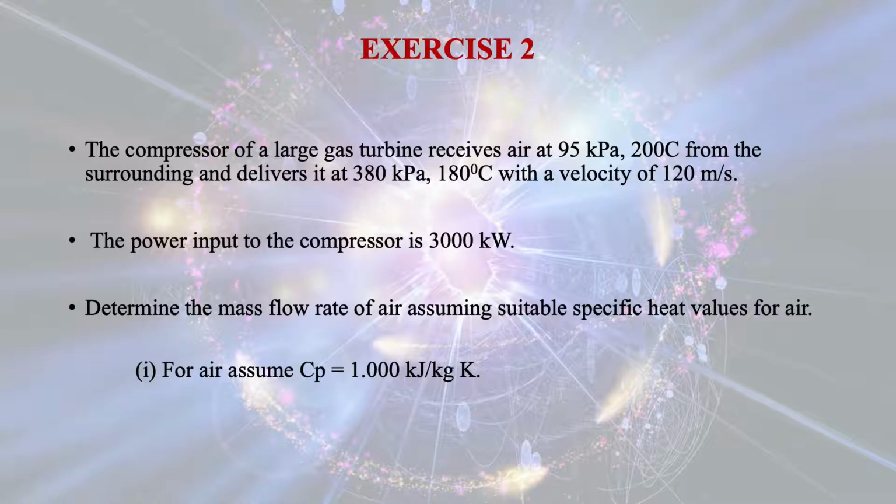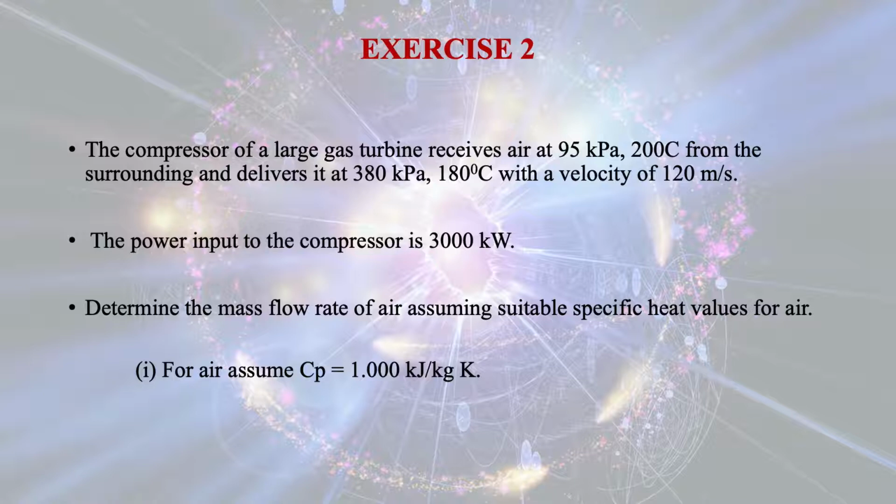The compressor of a large gas turbine receives air at 95 kilopascal, 20 degrees centigrade from the surroundings and delivers it at 380 kilopascal at 180 degrees centigrade with a velocity of 120 meters per second. The power input to the compressor is 3000 kilowatt. Determine the mass flow rate of air, assuming triples suitable as specific heat values for air.